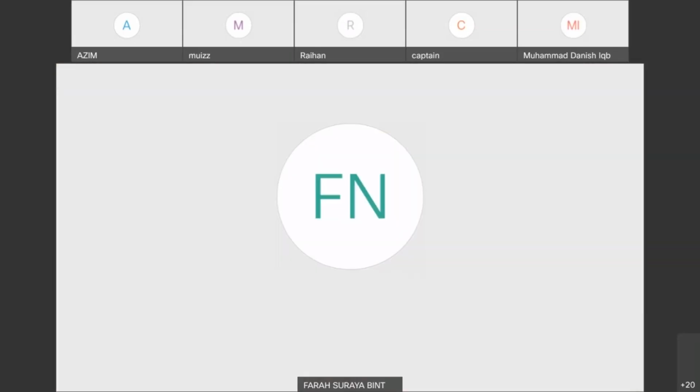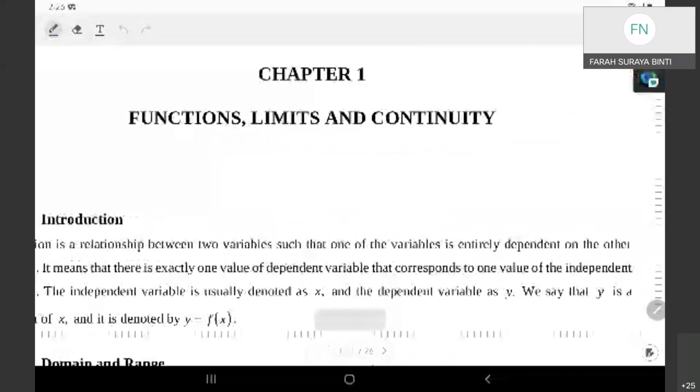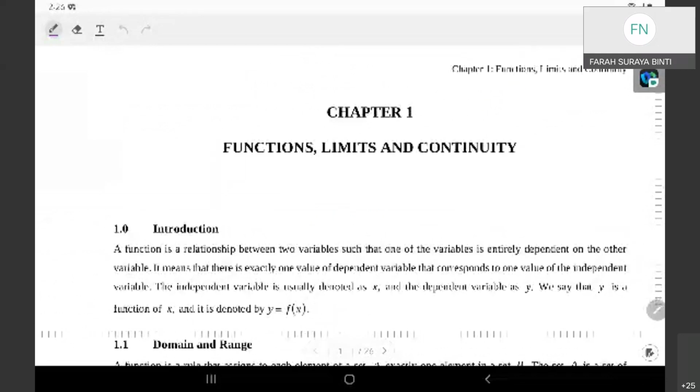Okay. So can we begin with chapter 1 right now? Yes. Okay. So as I mentioned before, chapter 1 is about function. You need to know what is function, how to write a function, how to pronounce a function. And then about the limits and continuity.